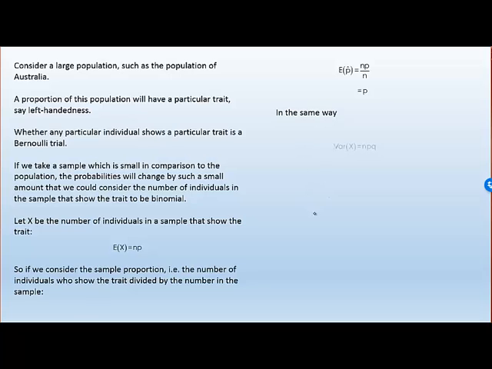In the same way, the variance of x is NPQ, so the variance of P hat would be NPQ divided by N squared, which is PQ over N. And therefore, the standard deviation of P hat is the square root of PQ over N. And remember, of course, that Q is 1 minus P. P is the probability of success, Q is the probability of failure.